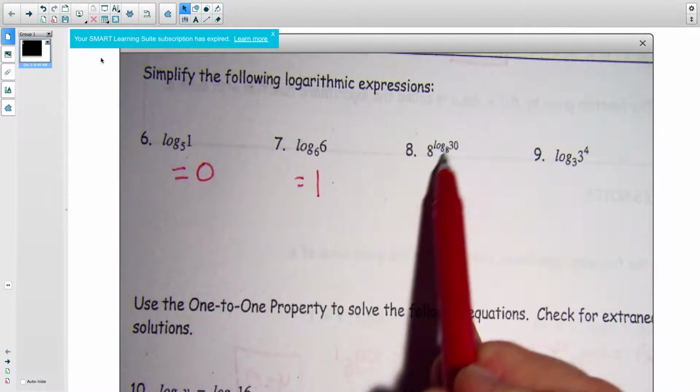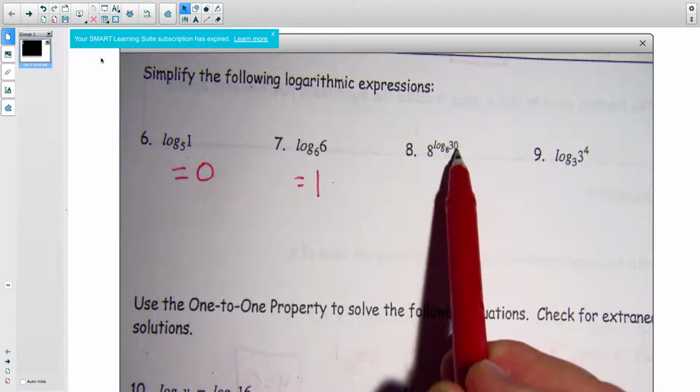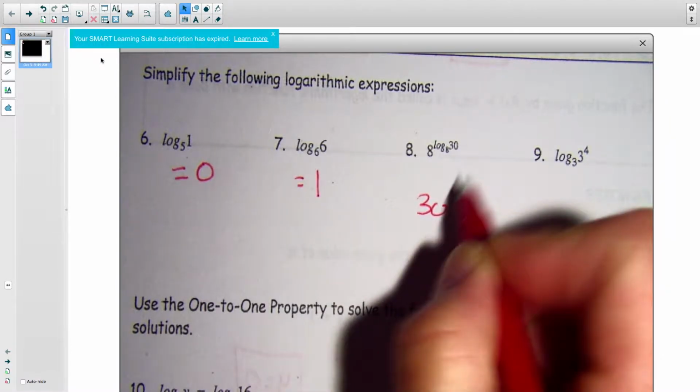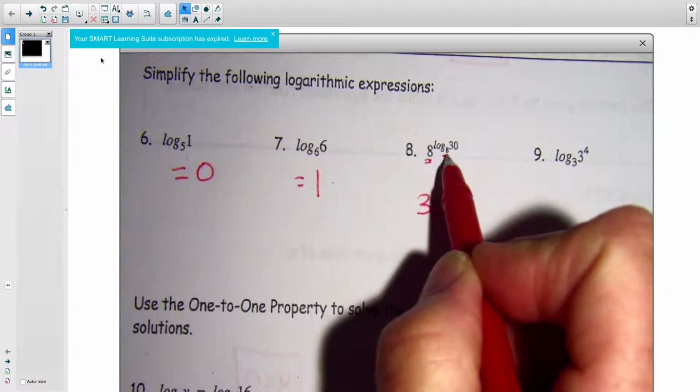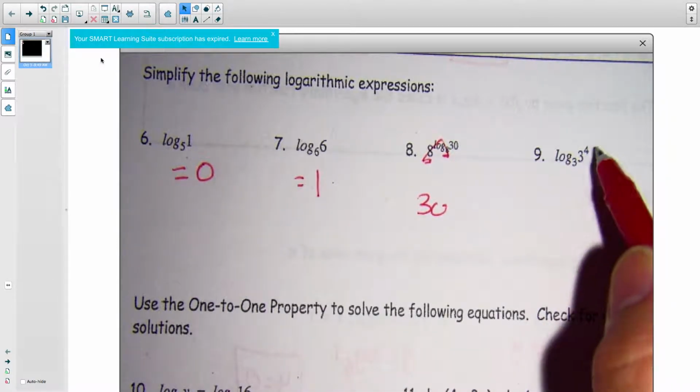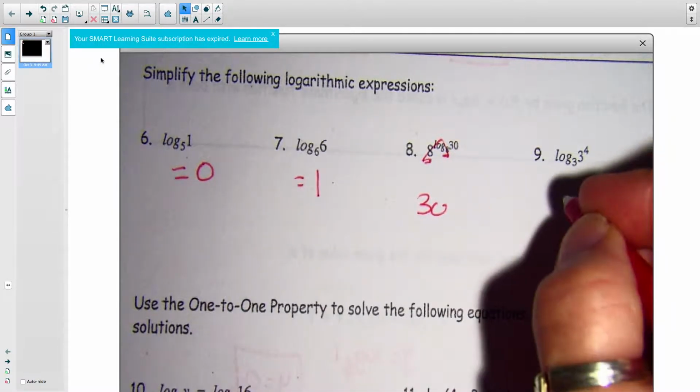8 raised to the log base 8 of 30. It's 30. Again, here's where this base and this base are equal. I think to myself, they cancel each other out. Log base 3 of 3 to the 4th is 4.